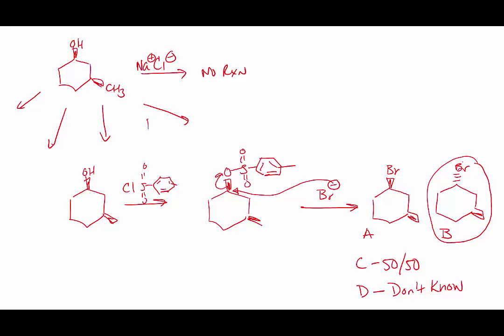You want me to repeat what inversion was? You said what is SN1? SN2 will lead to inversion. SN1 will lead to 50-50. And the retention is what you're going to get with those SOCl2s and PBr3s.